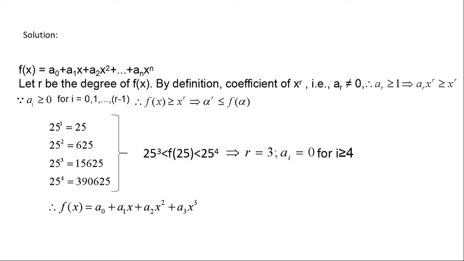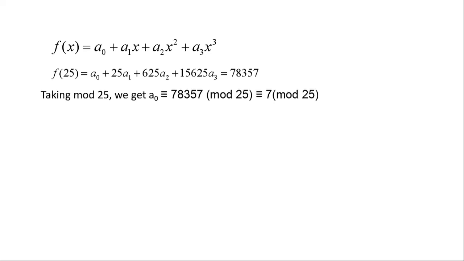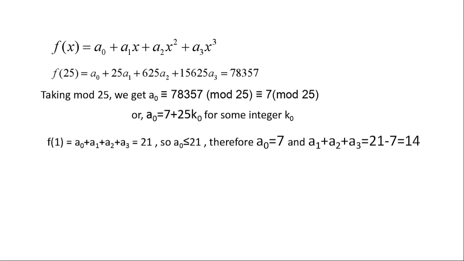f of x is equal to a0 plus a1 x plus a2 x squared plus a3 x cubed. Now substituting the value of x as 25, we get this expression. Now when we take mod 25 on both sides of this expression, we get that a0 is congruent to 7 mod 25, or a0 is equal to 7 plus 25 k0 for some integer k0.